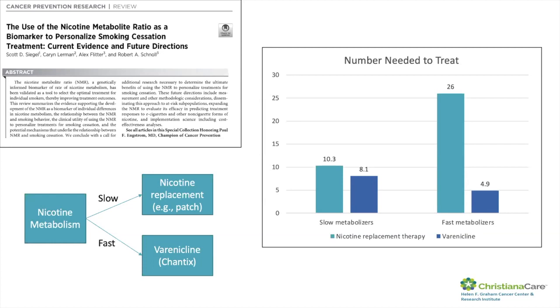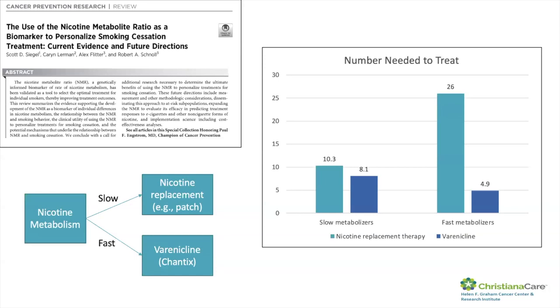pharmacotherapy on that basis. Prior, very well-controlled research has shown that by assigning nicotine replacement therapy, such as the patch, to individuals with a slower metabolism and varenicline or Chantix to those with faster metabolism, maximizes cessation outcomes while minimizing side effects. So in this graph I'm showing you here, this is from one of those RCTs. You can see that among slow metabolizers, the number of patients needed to treat in order to achieve one smoking cessation success is equivalent. That's not a statistically significant difference.